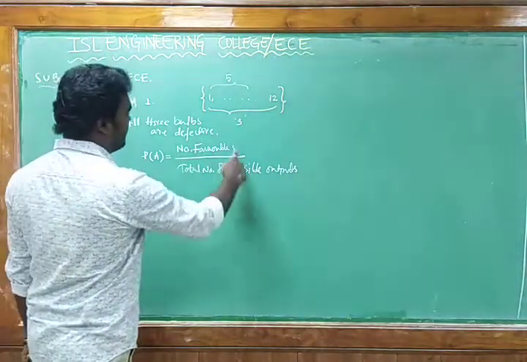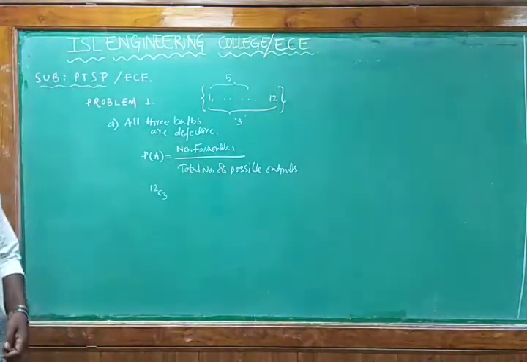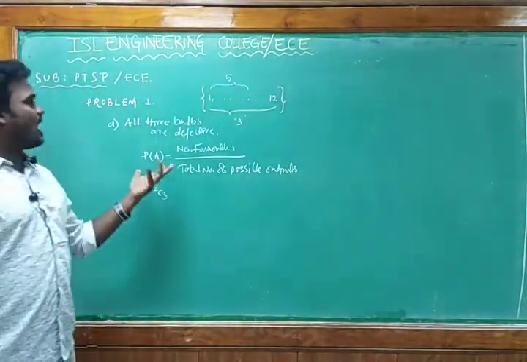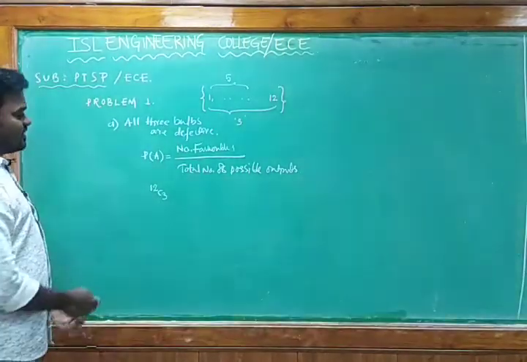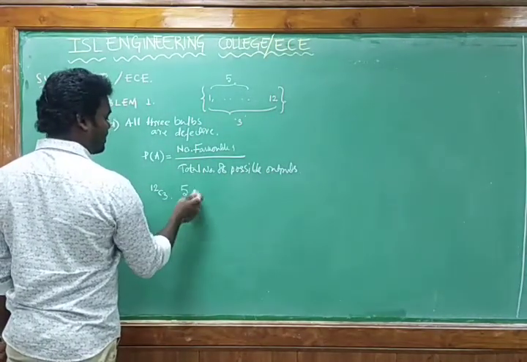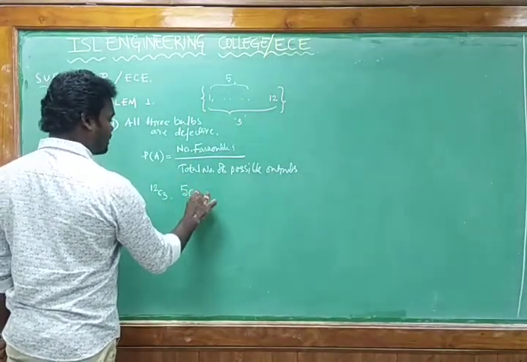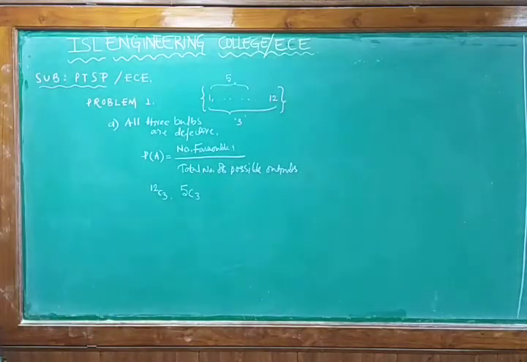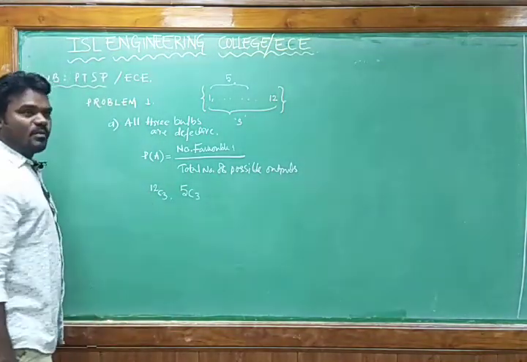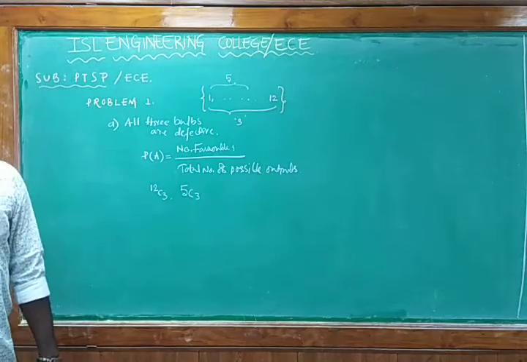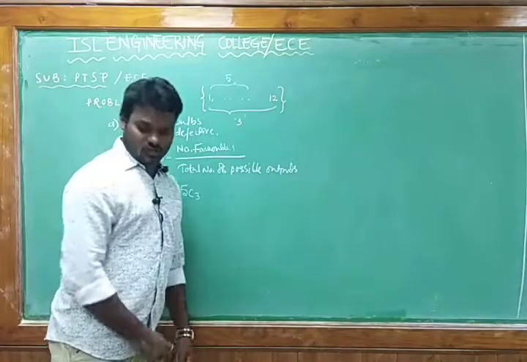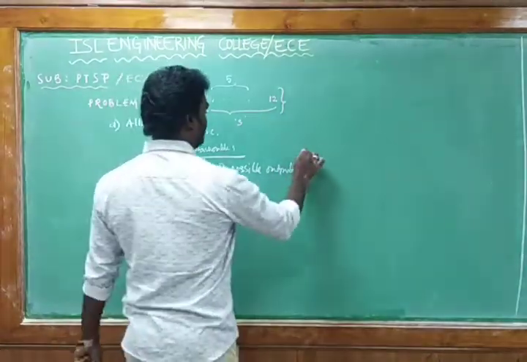Coming to the total number of favorable cases: out of 5 defective bulbs, we choose 3 and all 3 are defective. The total number of defective bulbs is 5, and we select 3, so the number of favorable cases is 5C3, and the total number of possible outcomes, the exhaustive cases or sample space, is 12C3. By substituting these two in the formula, we can find the answer.